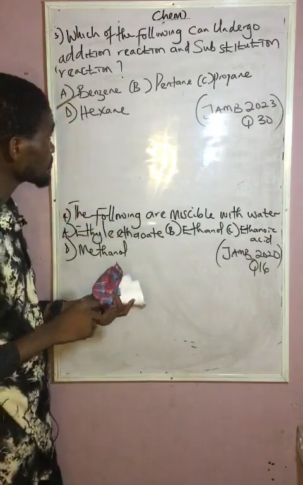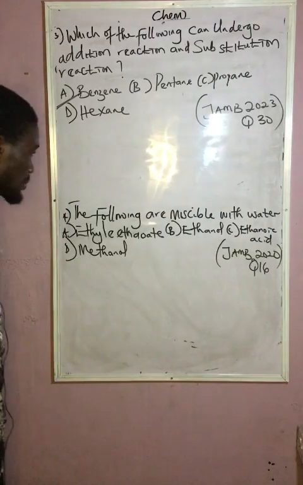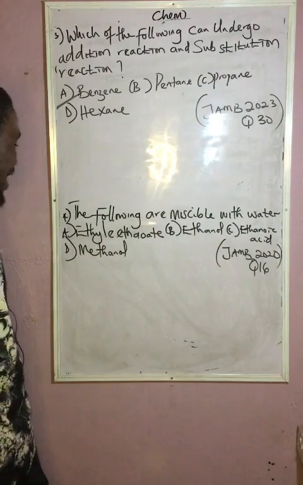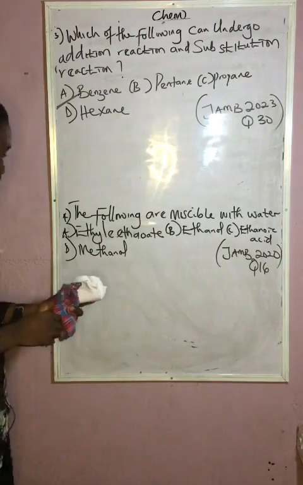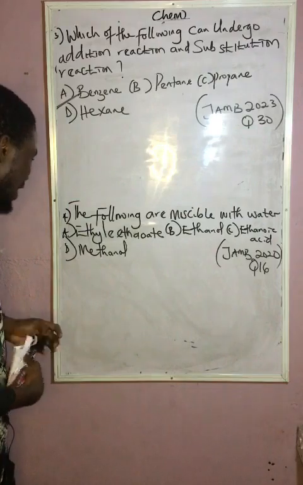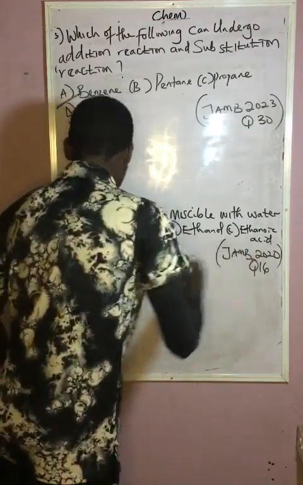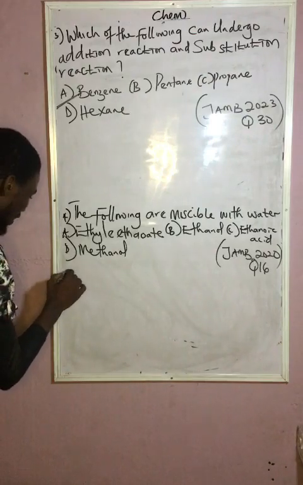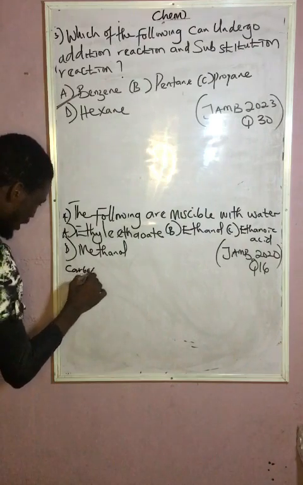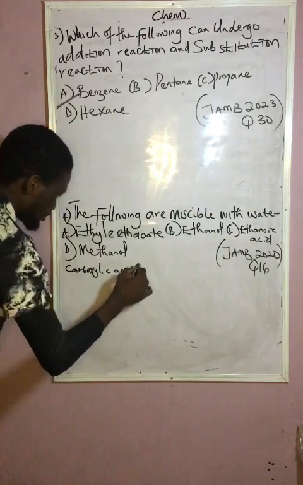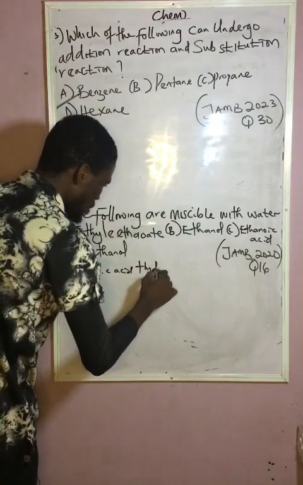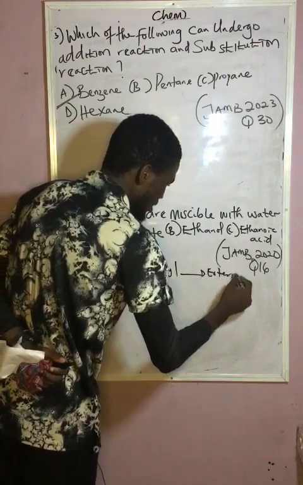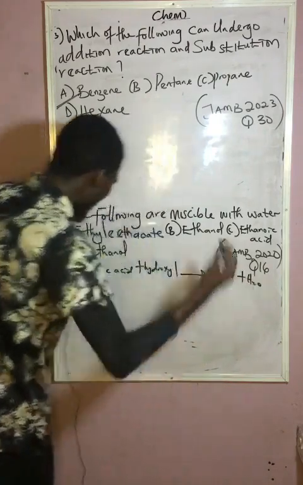So guys, our answer is benzene. The last one: the following are miscible with water: ethanoate, ethanol, ethanoic acid, and methanol. There is one relationship between these compounds you have on the board. Let's quickly look at the reaction between carboxylic acid plus hydroxy, which will give us esters plus water.